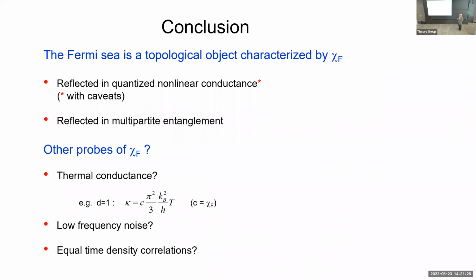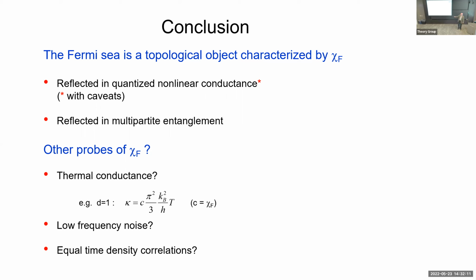So I think that's about it. So let me just conclude. The main lesson here is that the Fermi sea is a topological object. It has a topological invariant associated with its shape, and we showed that this is reflected in a quantized nonlinear conductance, with some caveats. And it's also reflected in the multipartite entanglement. And in 1 and 3 dimensions, this I think is really telling us something deep about the Fermi liquid phase.